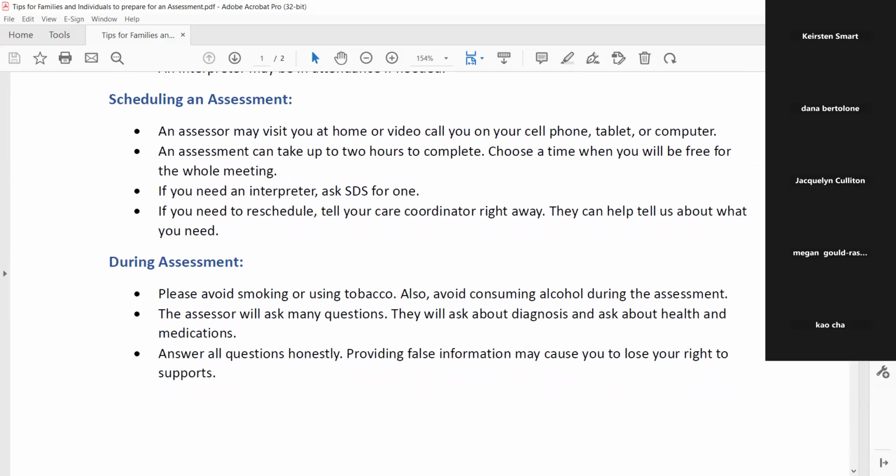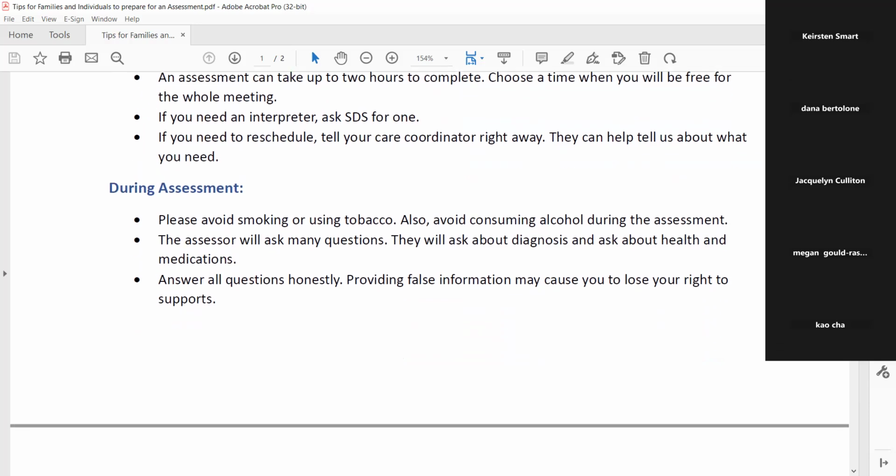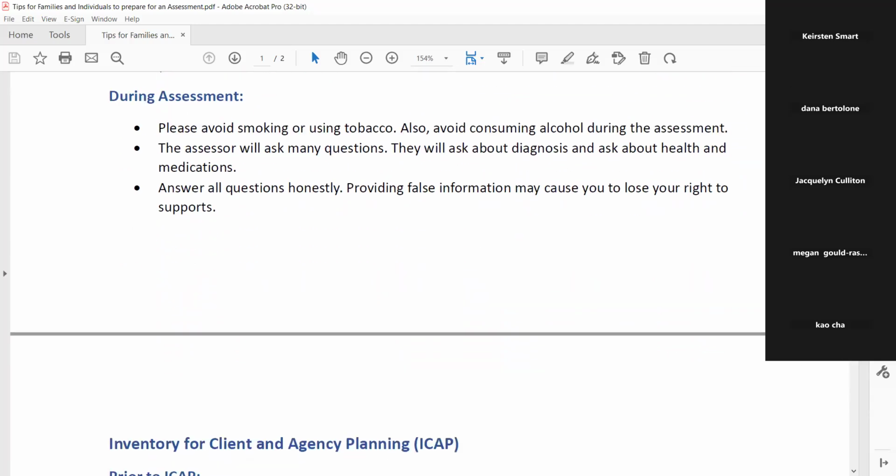During the assessment, please avoid smoking or using tobacco and avoid consuming alcohol. The assessor will ask many questions. They'll ask about diagnosis, health, and medications. Answer all questions honestly. If a person provides false information, it might cause them to lose their right to supports.